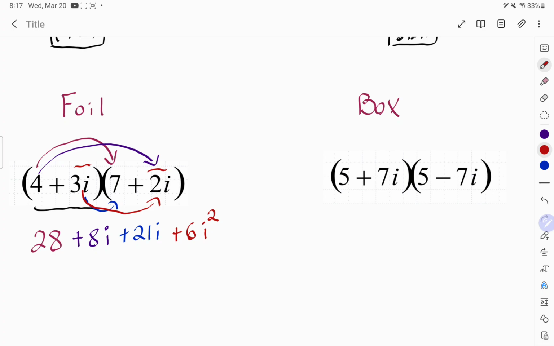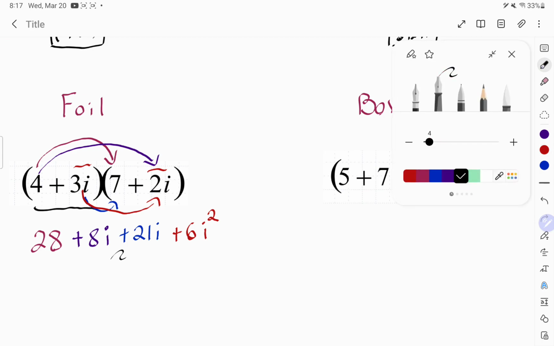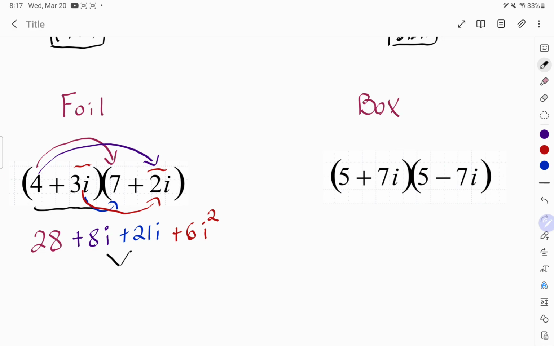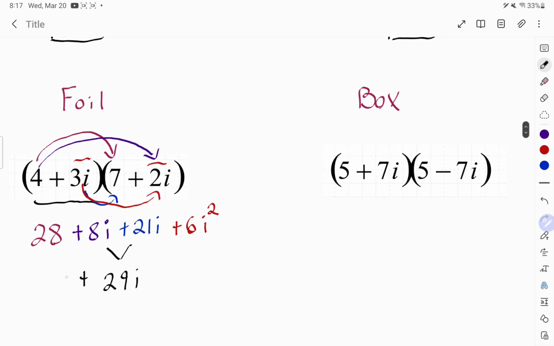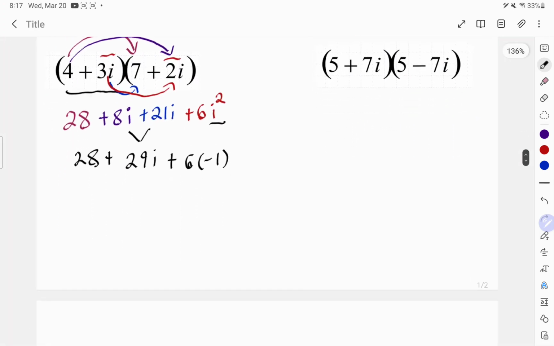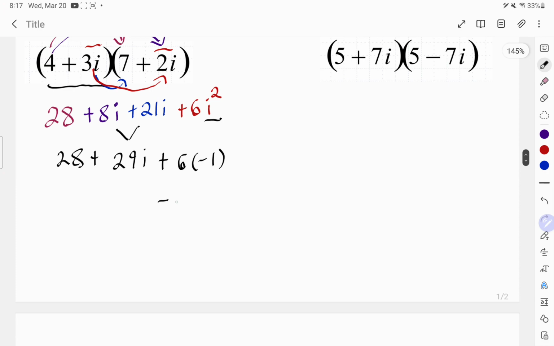Now we have everything that we need. We just need to combine like terms and simplify. So first of all, I'm going to combine those two because I can already combine them. That should be 29i. Okay, and I'm going to bring everything else down, right? So it's going to be 28 over here. And over here, I'm going to substitute that one already. So instead of having i squared, I'm going to substitute it with -1. So 6 times -1 there. Now 6 times -1 is going to give me -6.